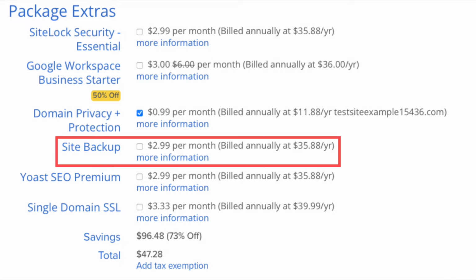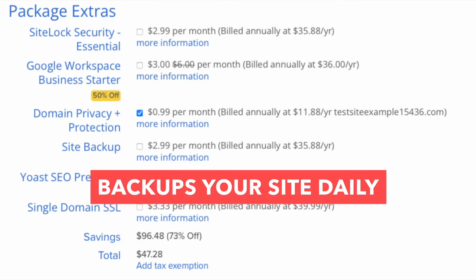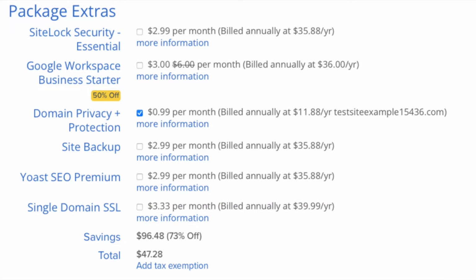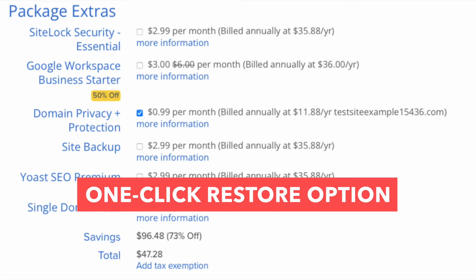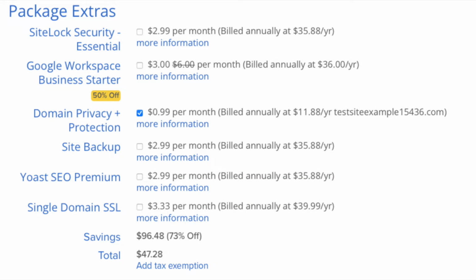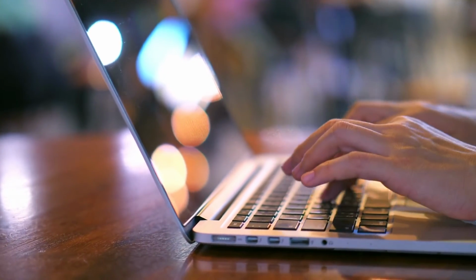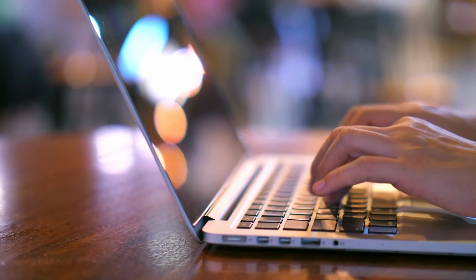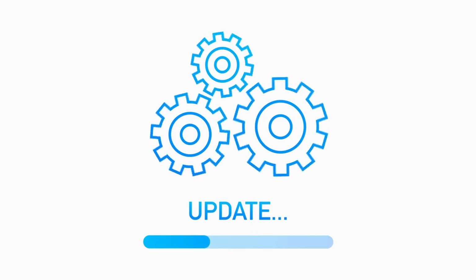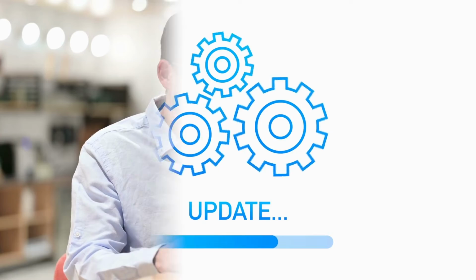Next is Site Backup, also known as CodeGuard Basic. This will back up your site daily, and you can restore your site to a previous backup with a click of a button with your one-click restore. An example of where this package extra can be good is if your site gets hacked into, or you mess something up while creating it or editing it, you can restore it to the version right before whatever happened took place, and everything will be back to normal.